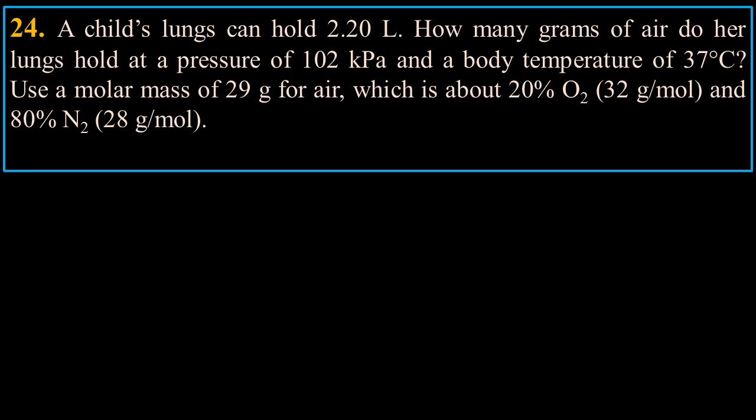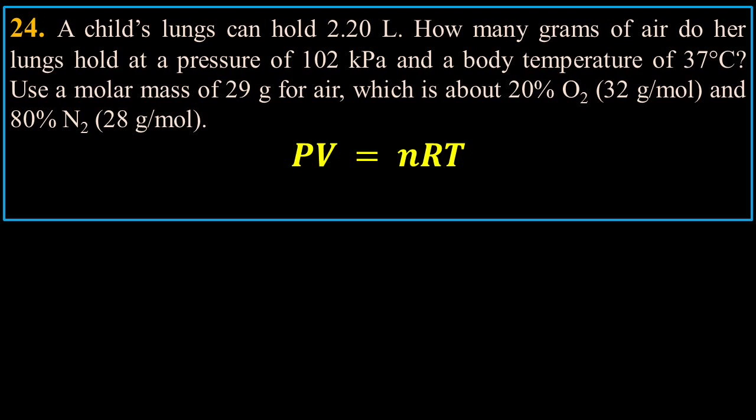A child's lung can hold 2.2 liters. How many grams of air do her lungs hold at a pressure of 102 kilopascals and her body temperature of 37 degrees Celsius? Use a molar mass of 29 grams for air, which is about 20% oxygen, 32 grams per mole, and 80% nitrogen. So PV equals nRT.